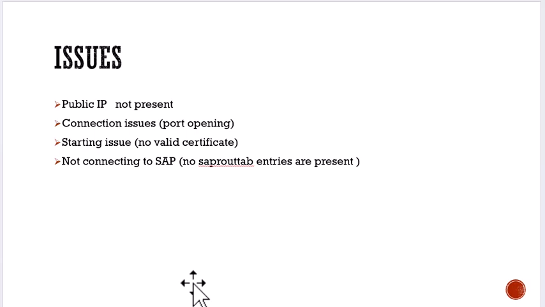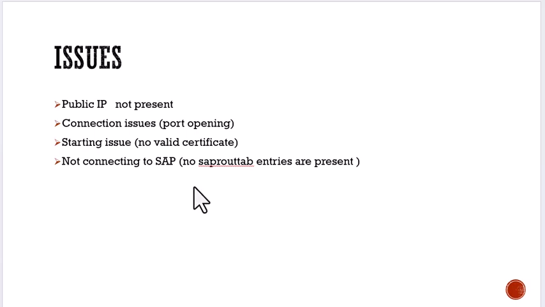Next one is connection issues. If you don't open the port, like port number 3299 as I told, what will happen? Again the same problem, you cannot connect to the SAP router. So make sure that you have a public IP and you have the port opened. Third one is starting issues. Sometimes if your certificate is expired, then your router might start or might not start. If it starts, it looks for your certificate. If you don't have a certificate, your connection will not be established.